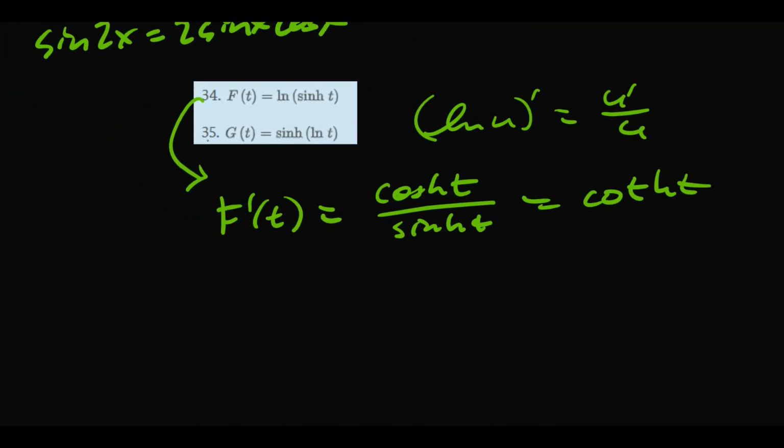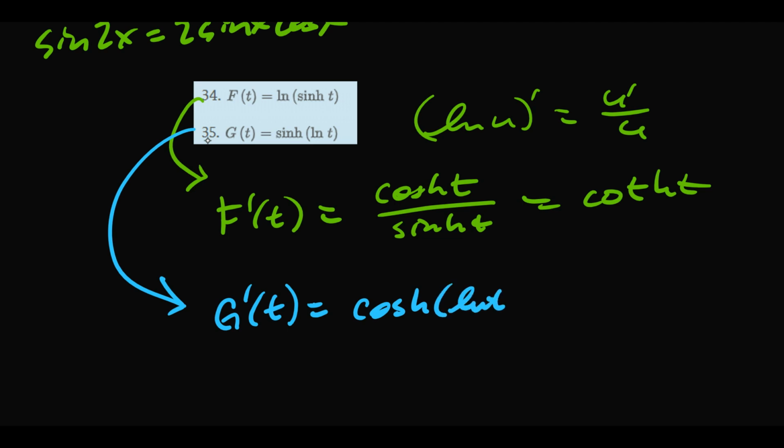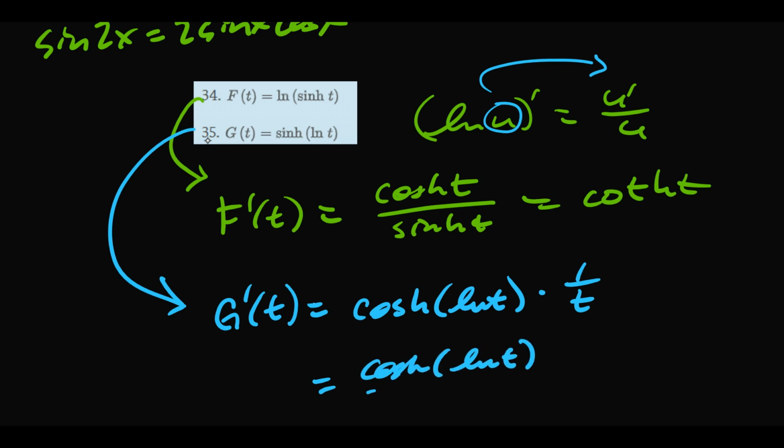Let's look at 35 now. So 35 says we're now going to do g prime of t. G prime of t is, okay, now this is a chain rule. So we take the derivative of the outside, hyperbolic cosine of whatever is inside, and now we take the derivative of the inside, which is 1 over t. Natural log of u is u prime over u, and when u is just a variable, not a function itself, then it's just 1 over t. All right, and so we get hyperbolic cosine of natural log of t all over t.